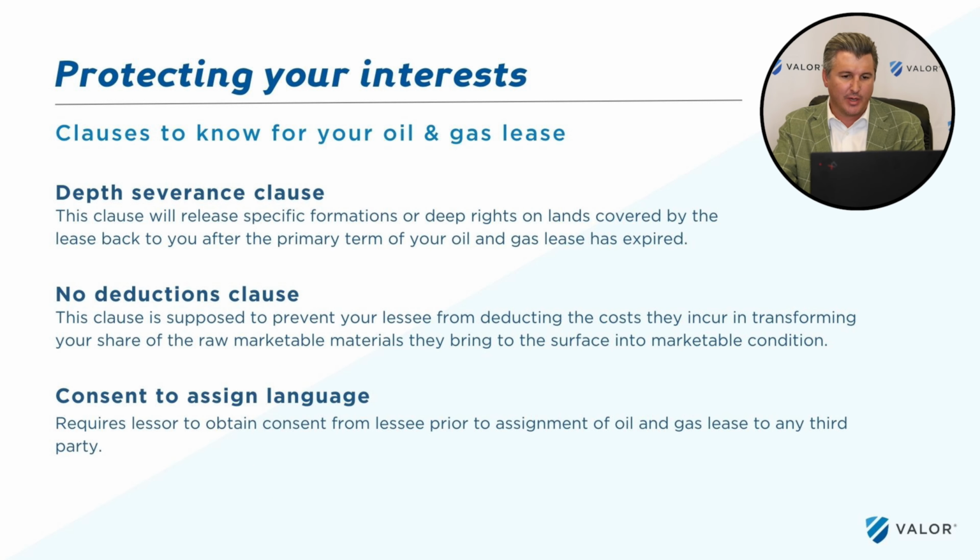A couple more clauses that are great to get in your addendum or your oil and gas lease form and help negotiate during the negotiation process. I mentioned earlier depth severance. This clause will release any specific formations or deep rights on the lands covered by the lease back to the mineral owner after the primary term of your oil and gas lease is expired. A lot of times there'll be continuous development clauses, such as for 180 days. If they haven't started drilling an additional well within that time frame after the primary term, then they're going to release all of the formations and lands not currently being produced, and it allows you to sign additional oil and gas leases and make additional revenue.